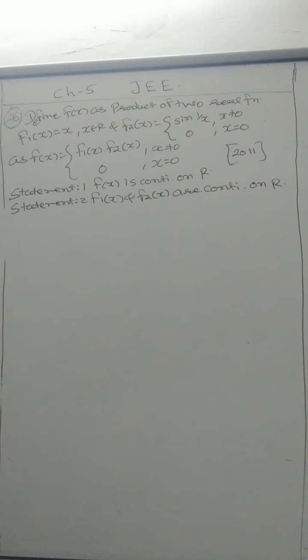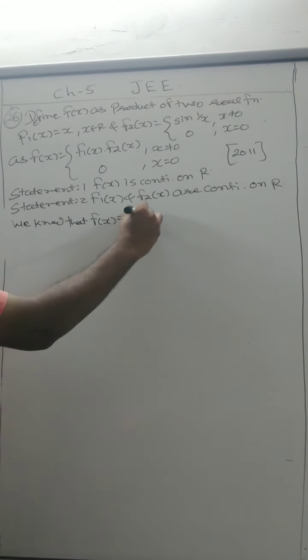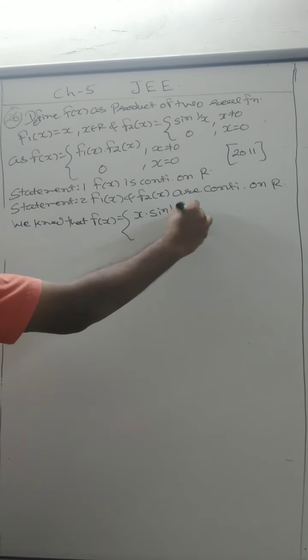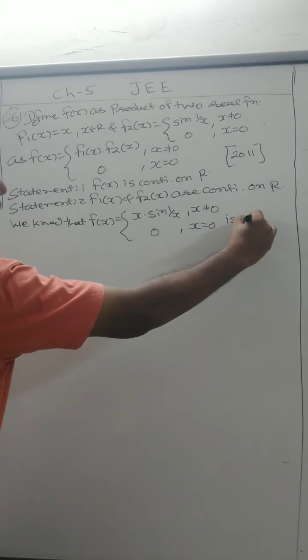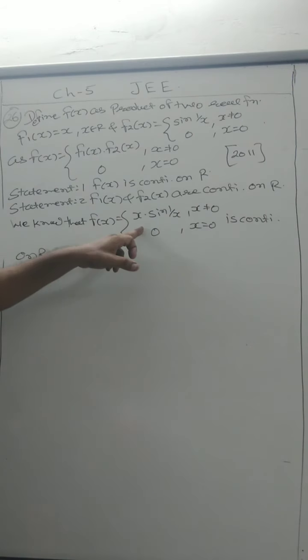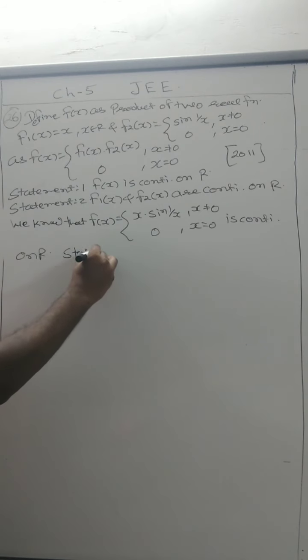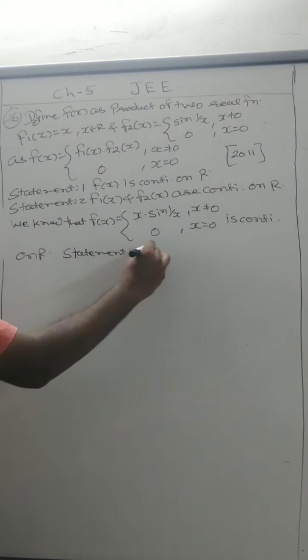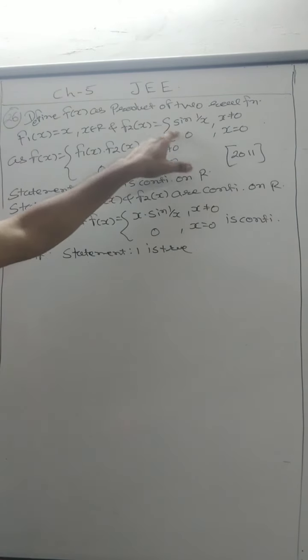Okay, according to the given statement, we know that f(x) equals x into sin 1 upon x, for x not equal to 0, and 0 for x equal to 0, is continuous on R, right? We know that. Therefore, we can say that statement 1 is true.